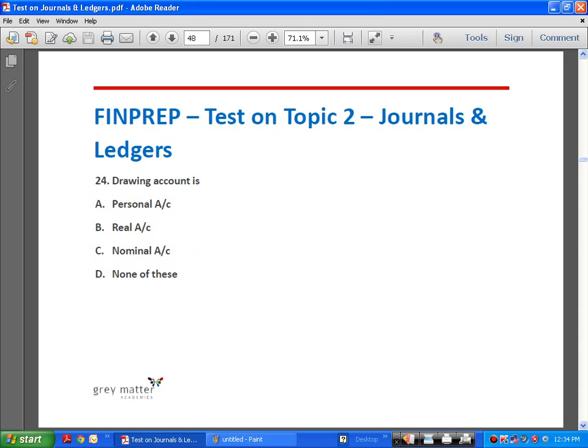Drawings account. I'm sure all of us would be tempted to say it is a nominal account. Drawings means drawings of either cash or goods by the proprietor for his personal use. That is, drawings of business cash or drawings of goods that have been purchased for the business by the proprietor for his personal use. So drawings account is the amount which has been withdrawn by the proprietor, which means that this account is representing the proprietor, and hence drawings account is a representative personal account.